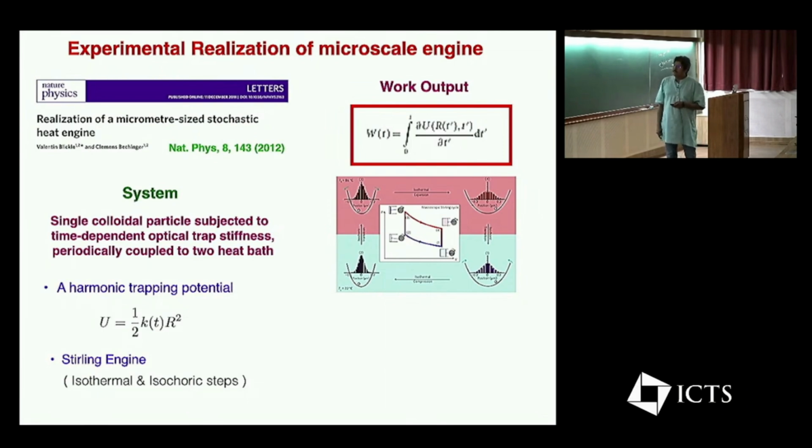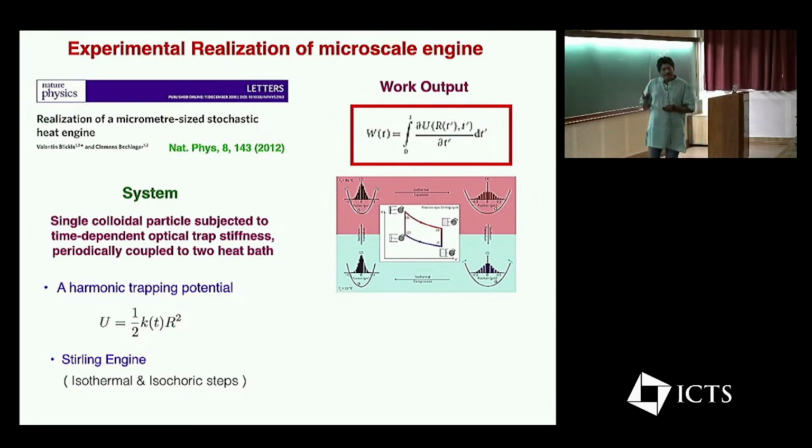In terms of thermodynamic variables, the analog is that the trap stiffness, which was varied, was like the generalized coordinate, a generalized displacement, and basically they managed to do this.